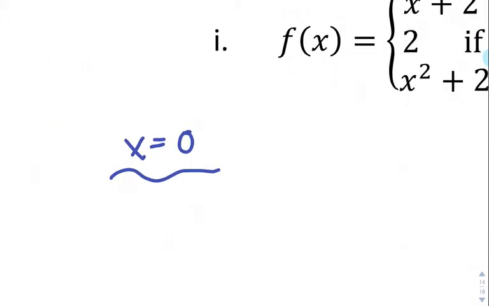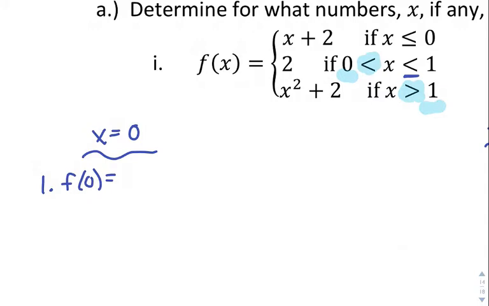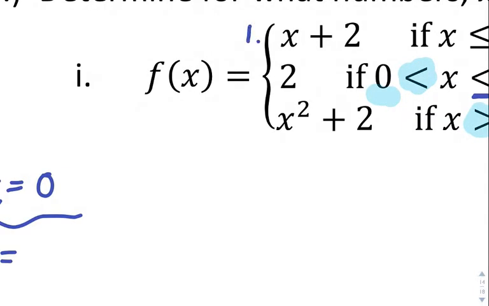So the first thing on my checklist is I have to see if f of 0 is a real number. So the debate is, well, what equation do I plug it into? Because technically I have one equation here, which is x plus 2. I have a second equation here, which is just 2. And then I have a third equation here, which is x squared plus 2.